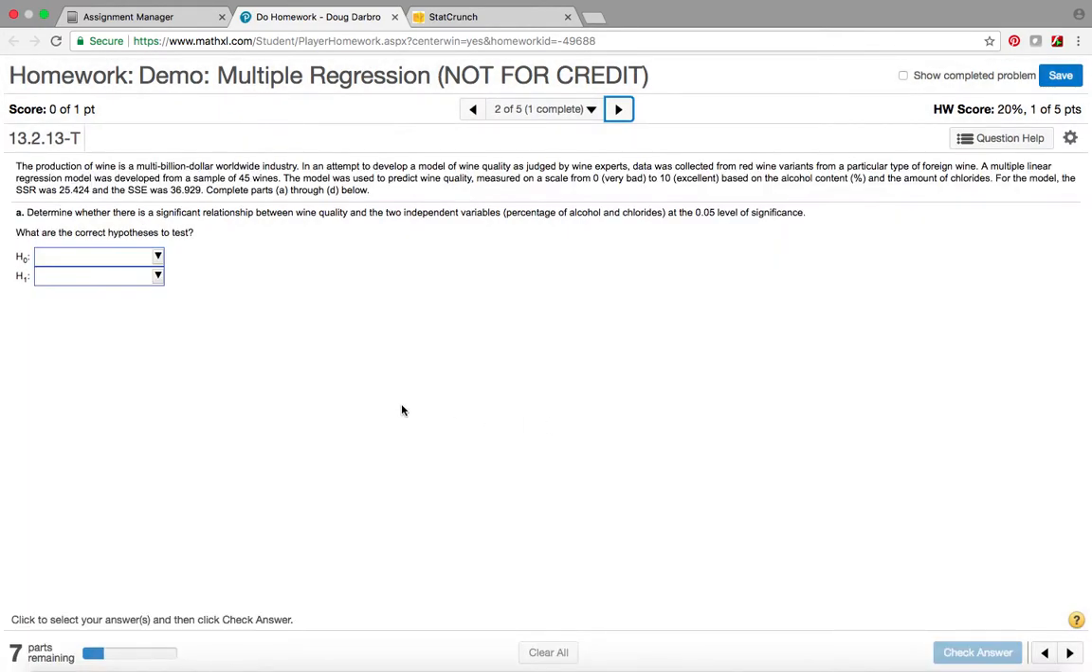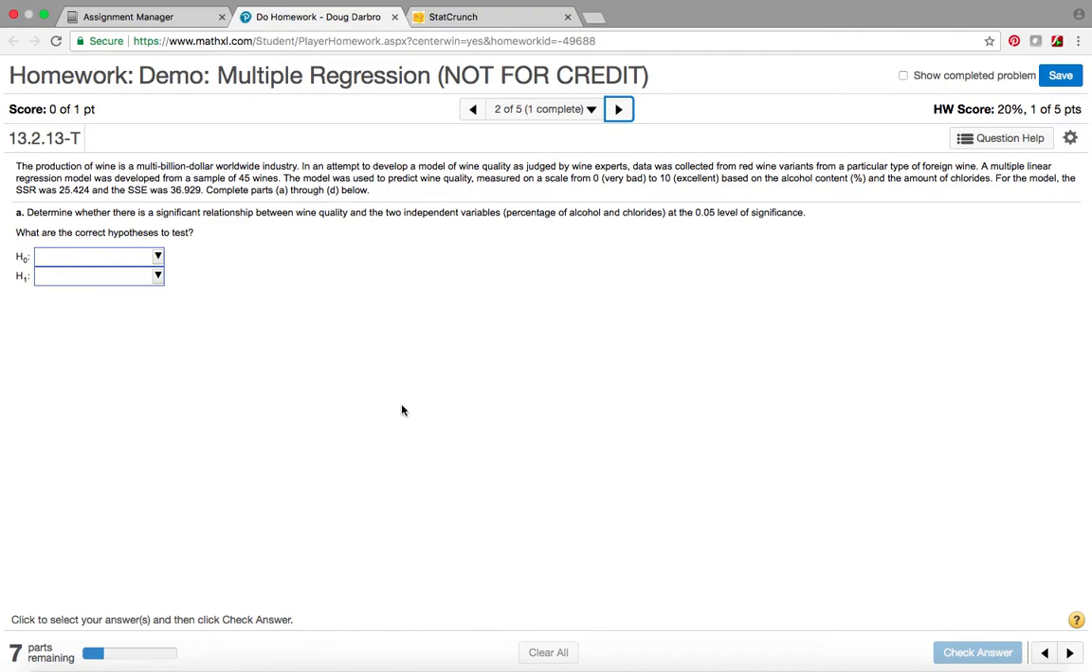All right, the production of wine is a multi-billion-dollar worldwide industry, in an attempt to develop a model of wine quality as judged by wine experts. Data was collected on red wine variants. Guys, it's the first time I've read this, so you're reading it along with me, hopefully. So we fit a sample of n equals 45 wines. I know that n is equal to 45, so I'm going to write that down.